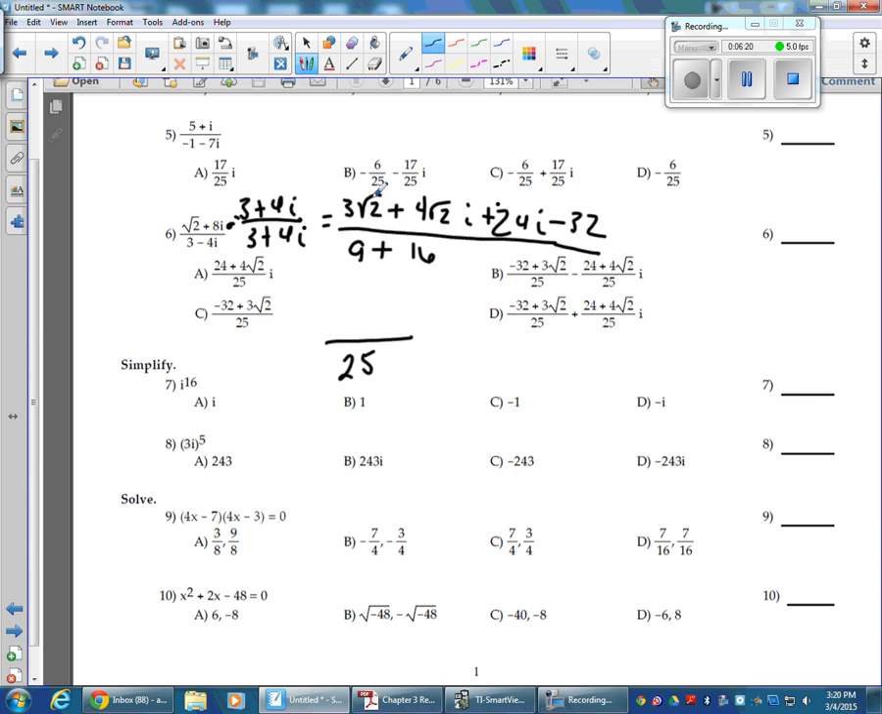And on the top, my real number parts are going to be 3 square root of 2 and minus 32. And then my imaginary parts are going to be 4 square root of 2i and 24i. So they've got it separated. 3 square root of 2 minus 32. Okay, it's not these because I have to have i parts and real parts. So both of these have 3 square root of 2 and negative 32 over 25. And then I need to find the one that has 4 square root of 2i and then plus 24. So it's going to be this one. This one has a minus 24. So my answer is going to be D.